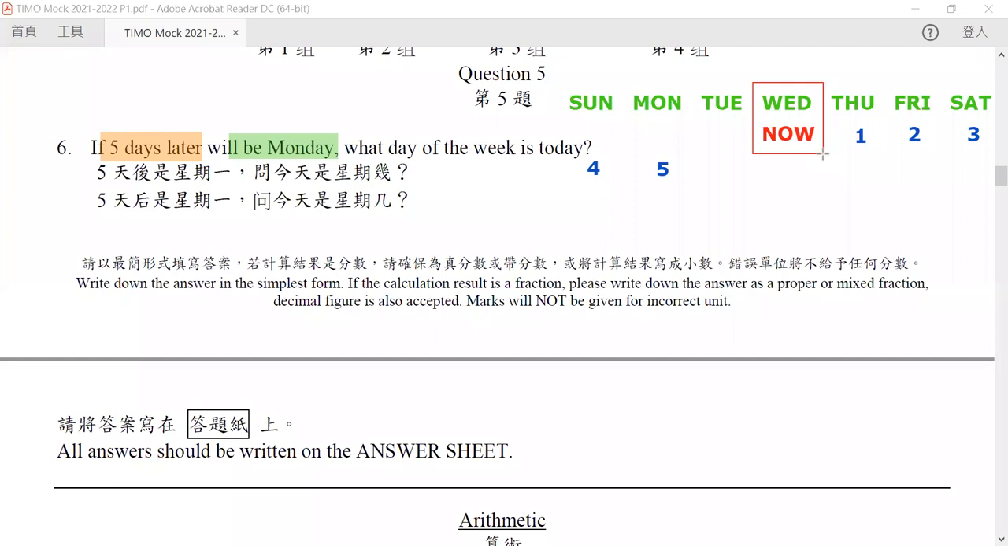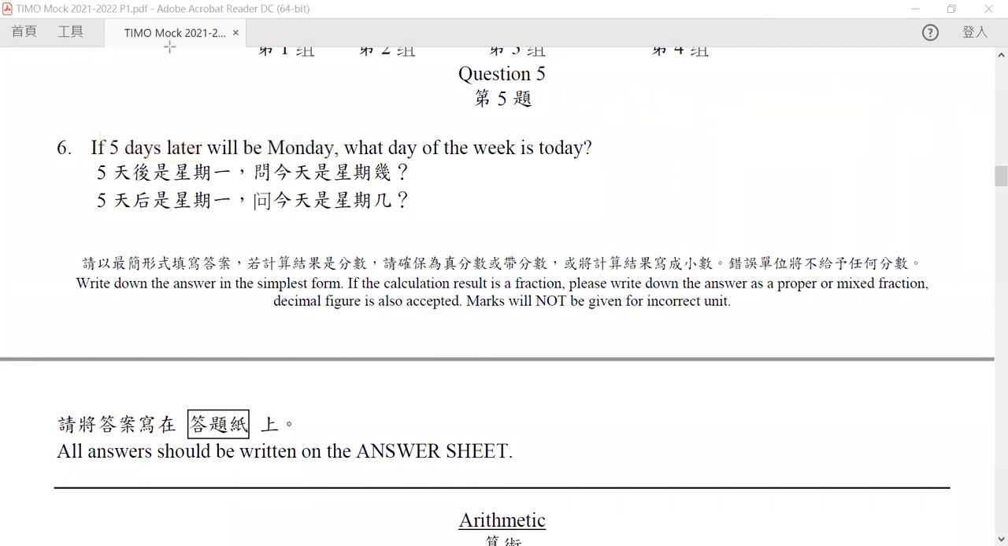So please do not disregard the power of simple counting. Sometimes, especially when the numbers are small, it is much easier for you to count them by hand. Now, this is the final question for logical thinking. Is there any question for this part? If no, then we will proceed to our next part, arithmetic.